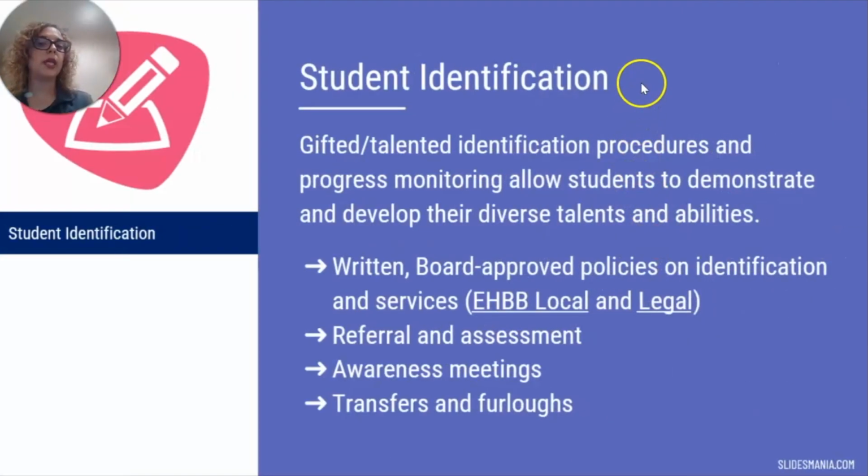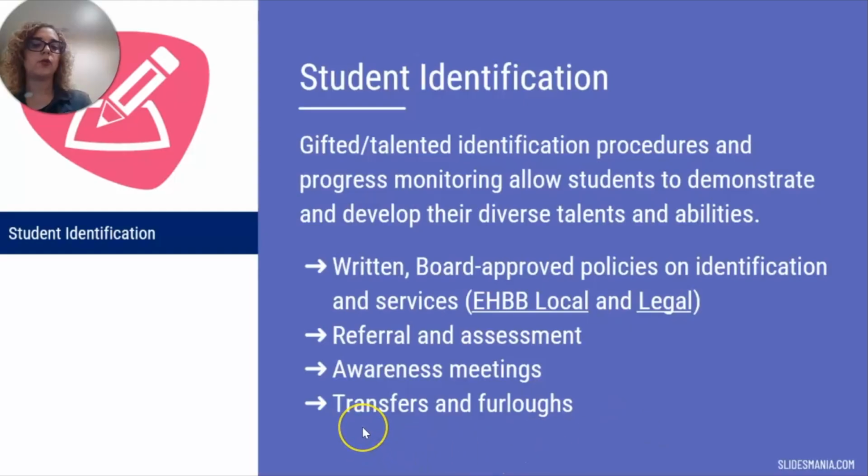When we're looking at student identification, as I mentioned before, gifted and talented identification procedures and progress monitoring allow students to demonstrate and develop their diverse talents and abilities. This includes written, board-approved policies on identification and services through our local and legal policies, the referral and assessment, awareness of meetings, and transfers and furloughs.